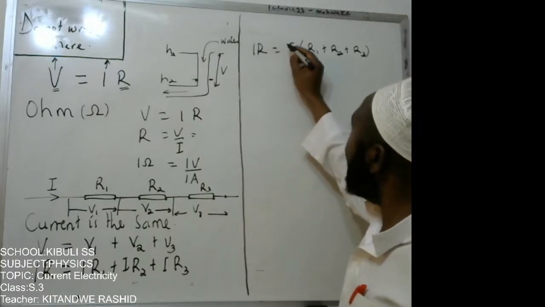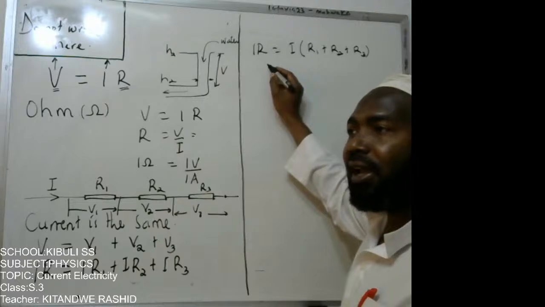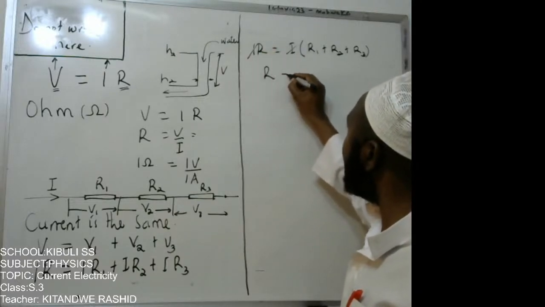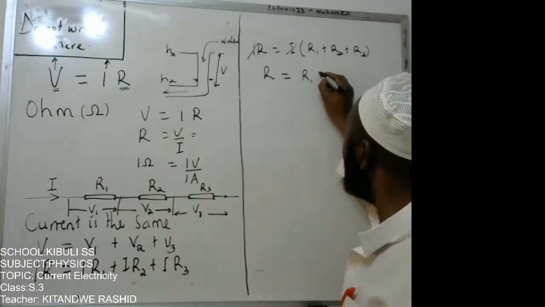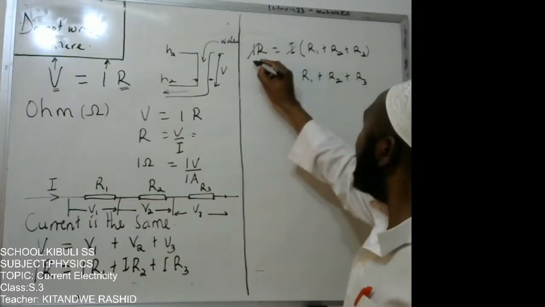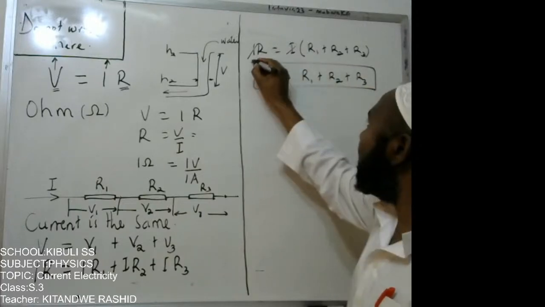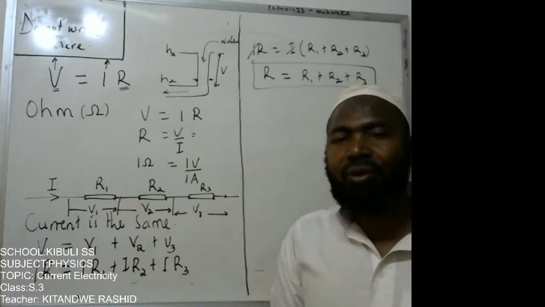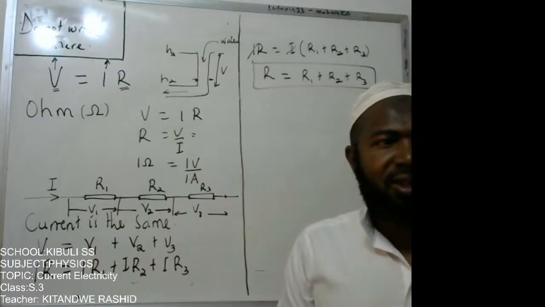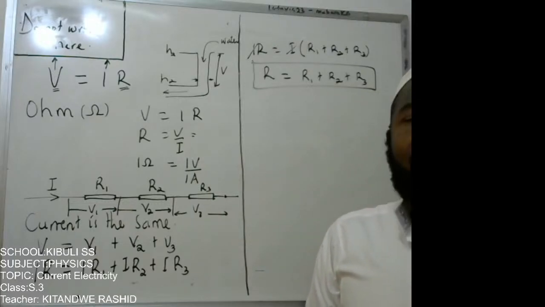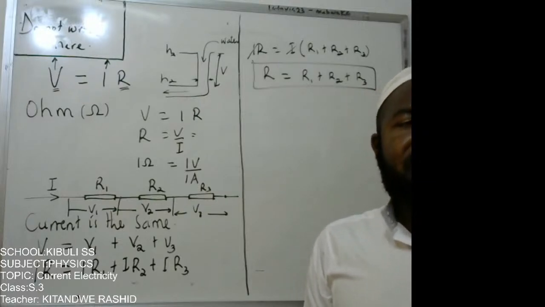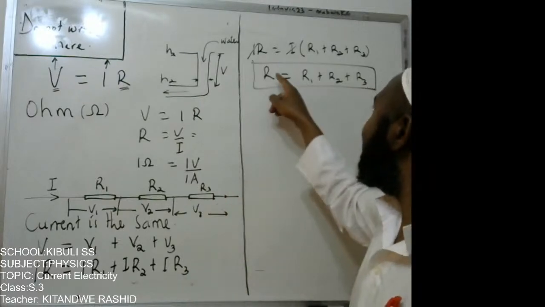Then these i's can cancel. If you divide by I on either side, the i's do cancel out. And then we get the resultant resistance to be R1 plus R2 plus R3. So, if resistors are connected in series, the resultant resistance, sometimes we call it the effective resistance, is the sum of the individual resistances. Meaning, the effective resistance is greater than the greatest resistance.